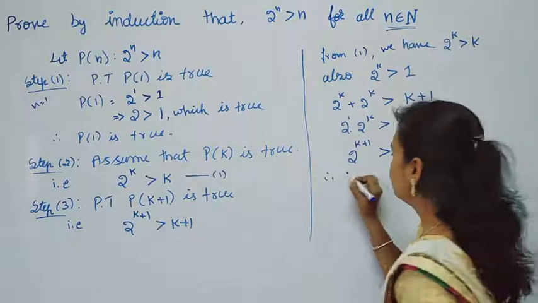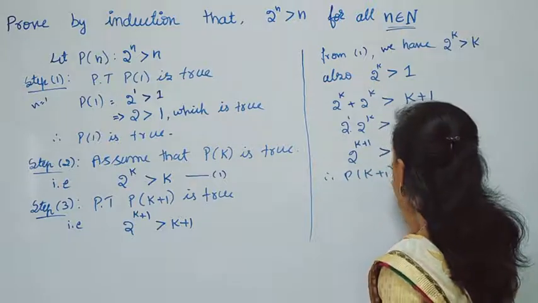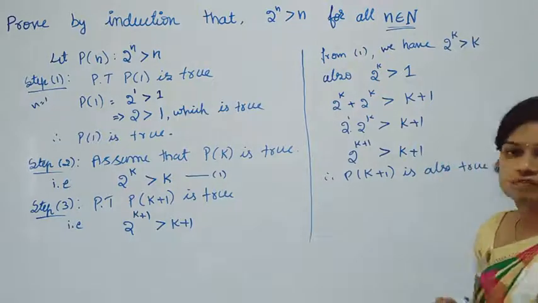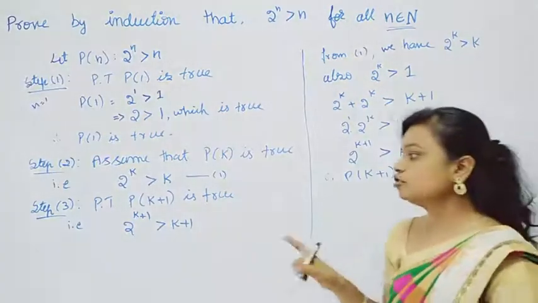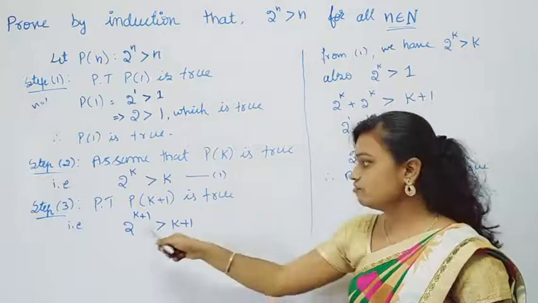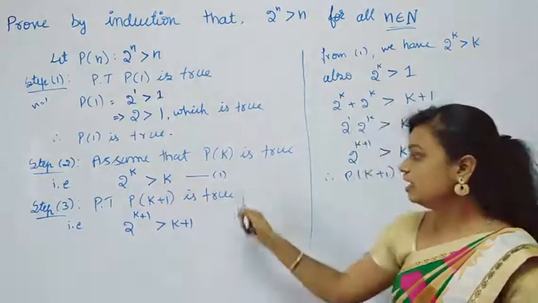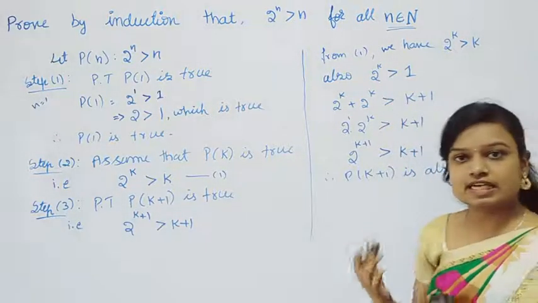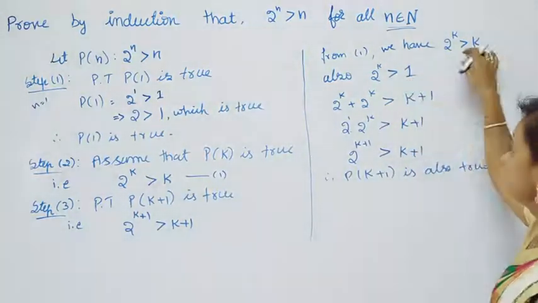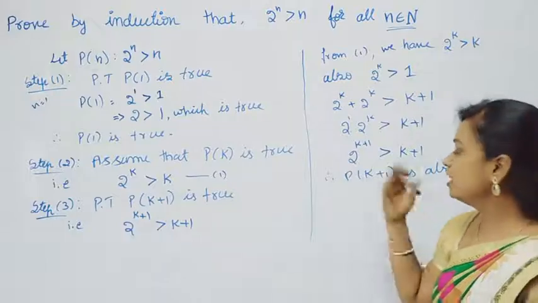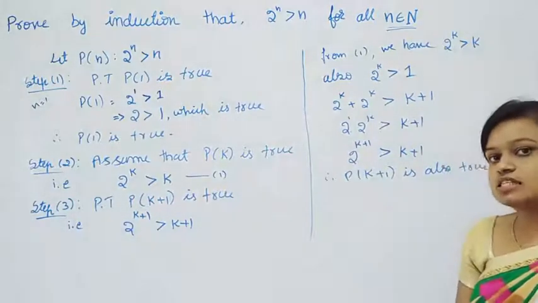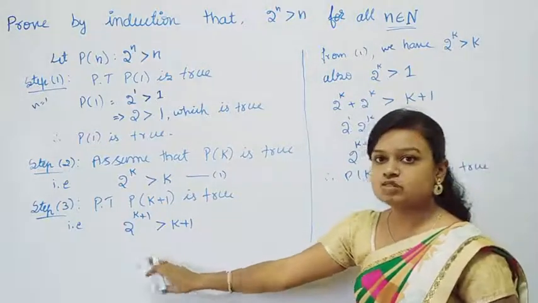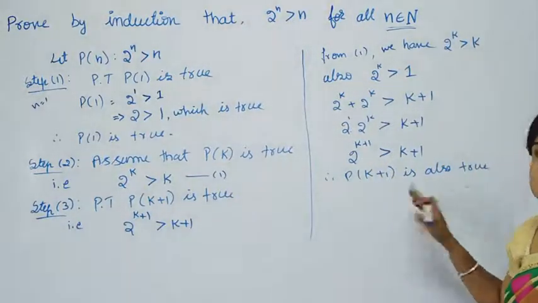Okay. So therefore P of k plus 1 is also true, right? Understand? In step 3 we have to show that P of k plus 1 is true. That is, we have to prove this condition. For that I consider step 2 and also I write this condition, 2 power k is greater than 1. Then I have these two inequalities. Then I get 2 power k plus 1 is greater than k plus 1. So which is nothing but our P of k plus 1. So therefore P of k plus 1 is also true.